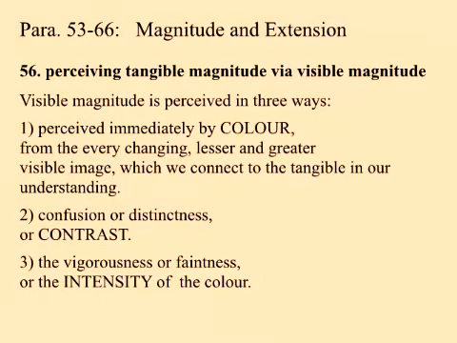So then, how do we perceive visible magnitude? Well, he mentions three main ways. Perceived by color. From the ever-changing, lesser and greater visible image, we connect to the tangible in our understanding. Secondly, the confused or distinctness of something, which I would say is contrast, and the vigorousness or faintness, which I would call intensity of the color. And also the resolution is involved in this as well.